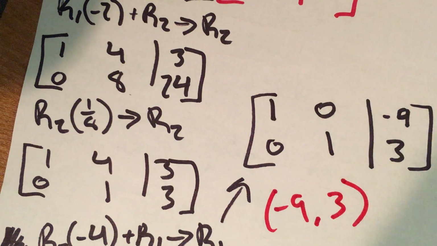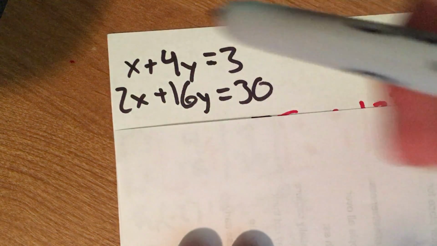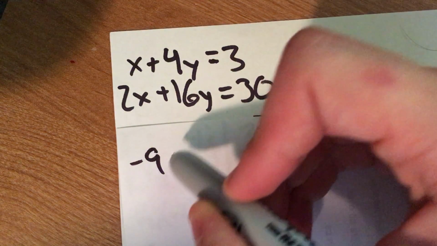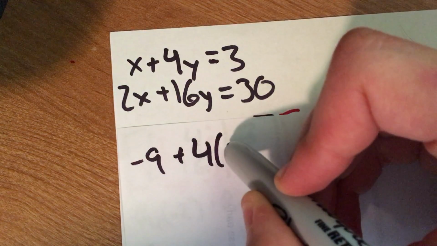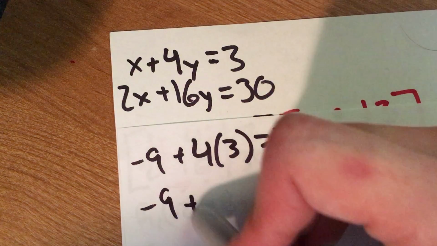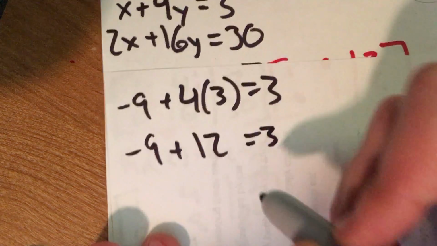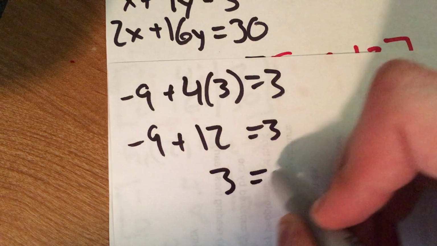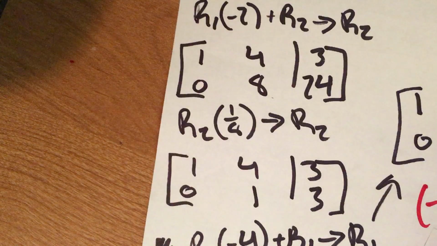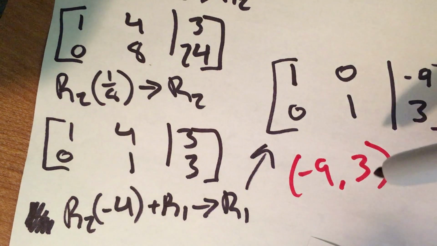But if you have time, say on a test, and you just want to be sure, you can go ahead and plug that into one of these original equations here. So negative 9 is x, plus 4 times 3 equals 3. So you have negative 9 plus 12 equals 3. And is that true? Yes, 3 does equal 3. There you go. And that's how you truly know that this here, negative 9, 3, is your answer.